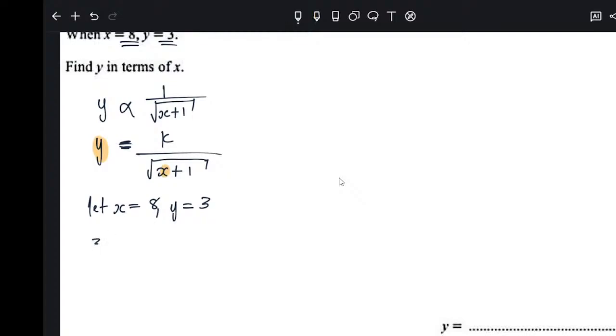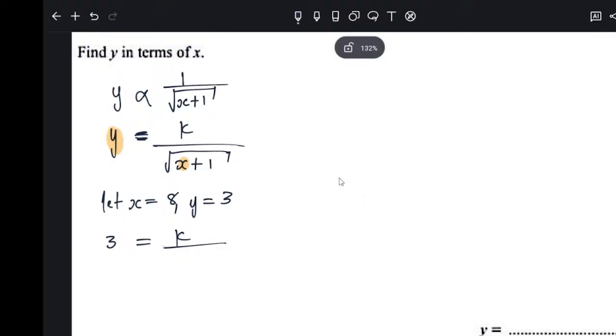So you're now going to say 3 is equal to K over, because there is one thing we hate, and that's K. K always has to go. He has to go, this guy. So it's going to be the square root now of, where there is X, we are putting 8. Be careful there. 8 plus 1. This now becomes 3 is equal to K over the square root of 9. 3 will be equal to K over the square root of 9, which is 3.